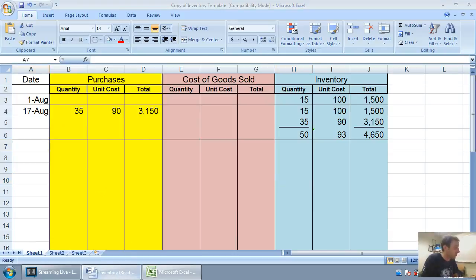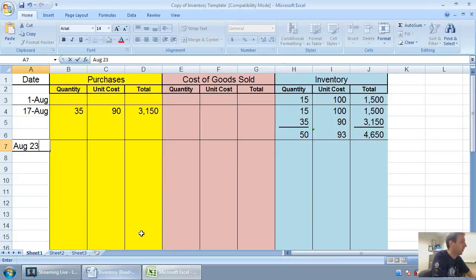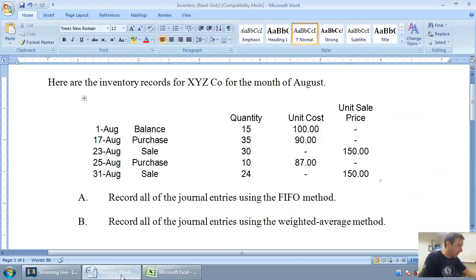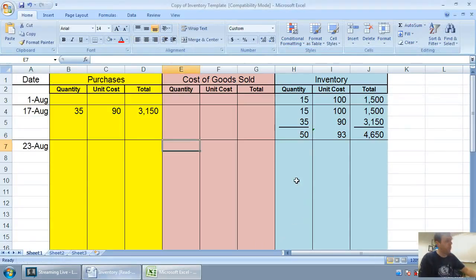Let's carry on to our sale, and you'll see how much easier weighted average is when it comes to sales. August 23rd, we sell 30 units. Now, with FIFO or LIFO, we would look back and we'd say, okay, which 30 did we sell? If we were looking at FIFO, we would have done 15 at 100 and 15 at 90. If we're doing LIFO, we would have done 30 at 90, all of the most recent. Under weighted average, you don't have to worry about what came first and what came last. All of our units are $93 units.